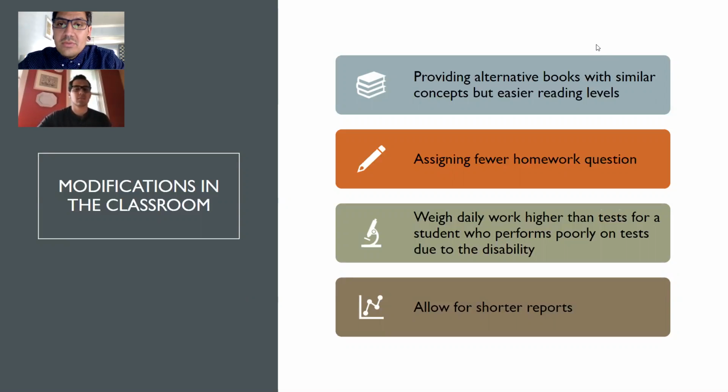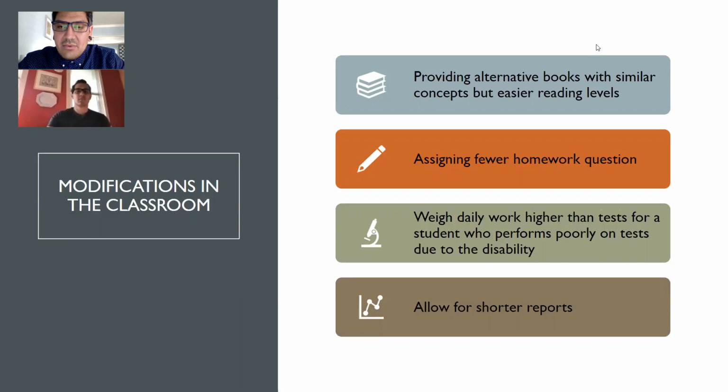Another example would be to weigh daily work higher than tests for students who perform poorly on tests due to a disability. So instead of grading everybody with the test being a little higher, I'm just weighing what they do daily. So that's changing what I'm asking for, the curriculum.